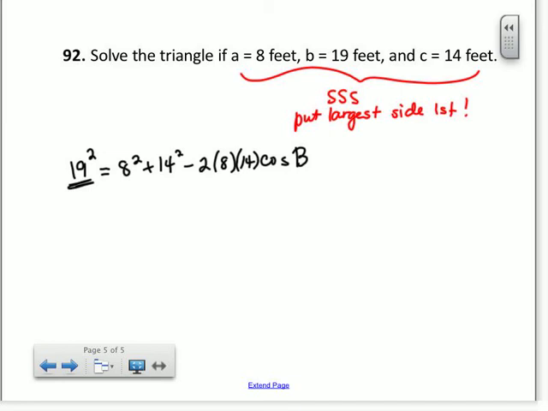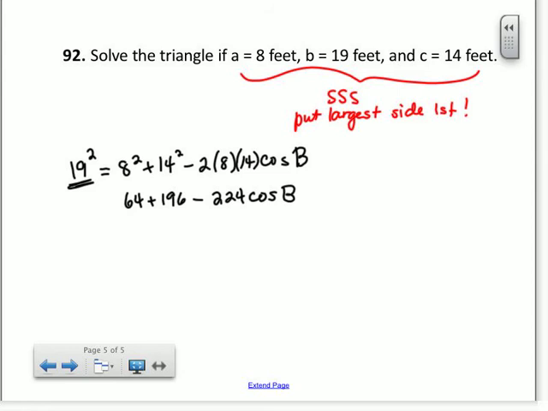The biggest thing that people have trouble with when they're solving this is they will combine all of these numbers and then just have like cosine of b on the end. You can't do that. So you have to do things one thing at a time. So you'd have 8 squared and then 14 squared. So you'd have 64 plus 196 minus 2 times 8 times 14. So minus 224 cosine of b.